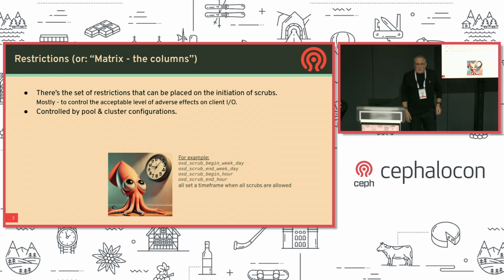And usually, they are controlled by pool and cluster configuration options, with, as usual, pool options trumping the general cluster ones. For example, one type of very simple restriction, the time of day and day of week restrictions. You probably know the 4 parameters that control these. Simple.